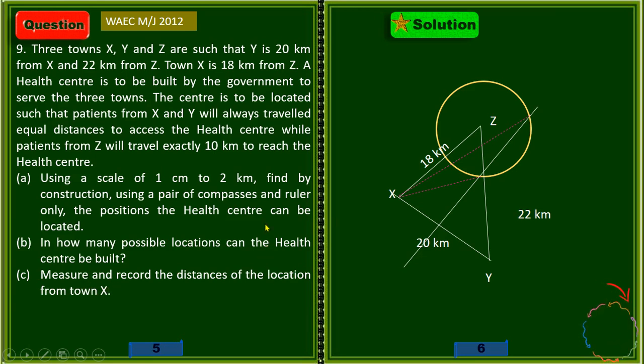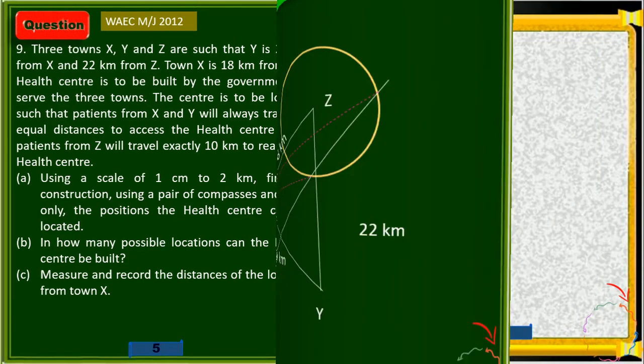Now, as usual, in every problem involving construction, first we need to make a sketch. So this is the sketch. This is the location of the health center: around this circle, 10 kilometers from Z, and it must be along this line. So now the two positions will be this and this. Now let's go straight to see how we can do this construction on the construction board.